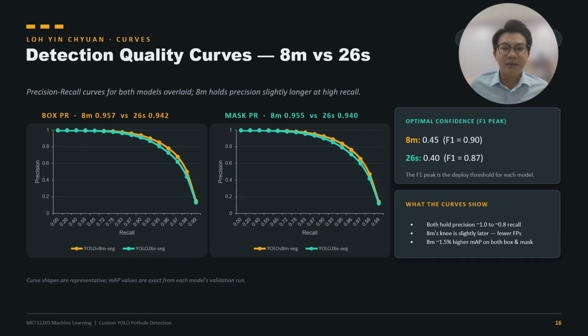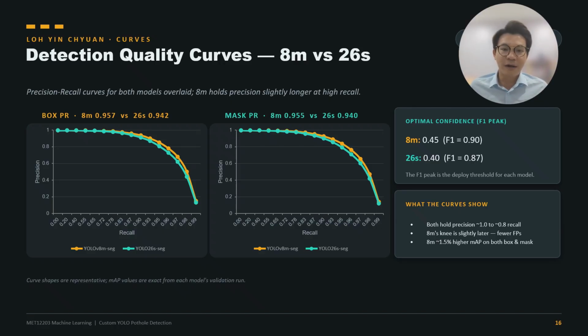These are the precision-recall curves for both models overlaid. YOLOv8M reaches box mAP 0.957 and mask mAP 0.955, while YOLO26S reaches 0.942 and 0.94.